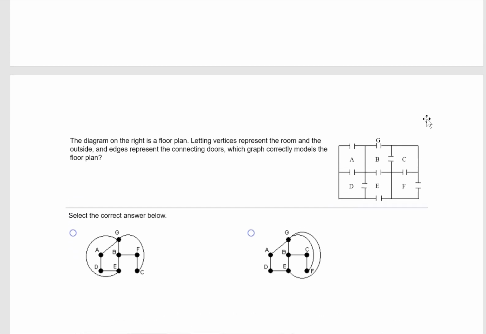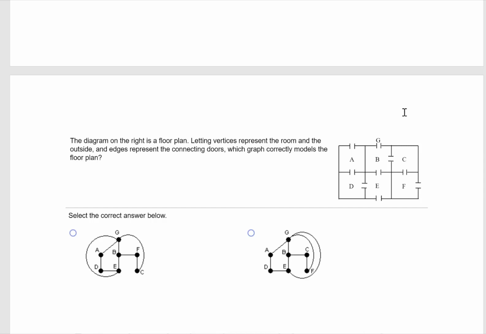The diagram on the right is a floor plan, letting vertices represent the room and the outside and the edges represent the connecting doors. Which graph correctly models the floor plan? So we see there are 6 rooms, A, B, C, D, E, F, and we notice that rooms B and also room E and F open to the outside. So we want to make sure that we see exits to the outsides from those rooms.